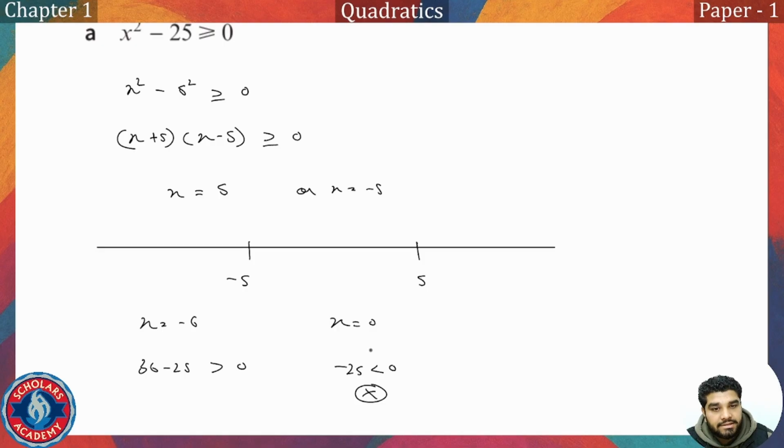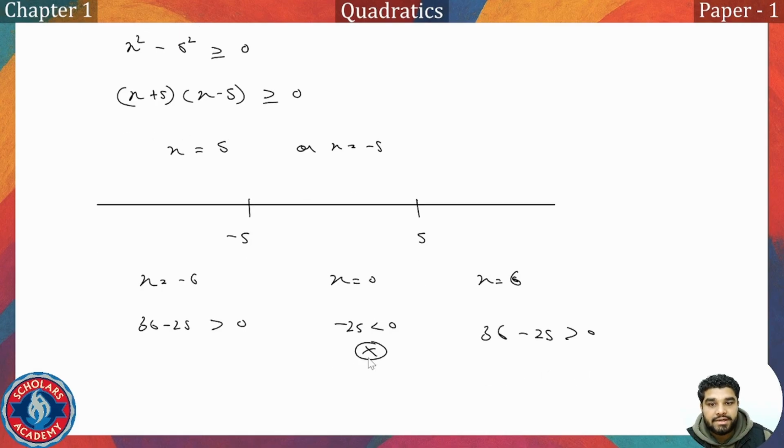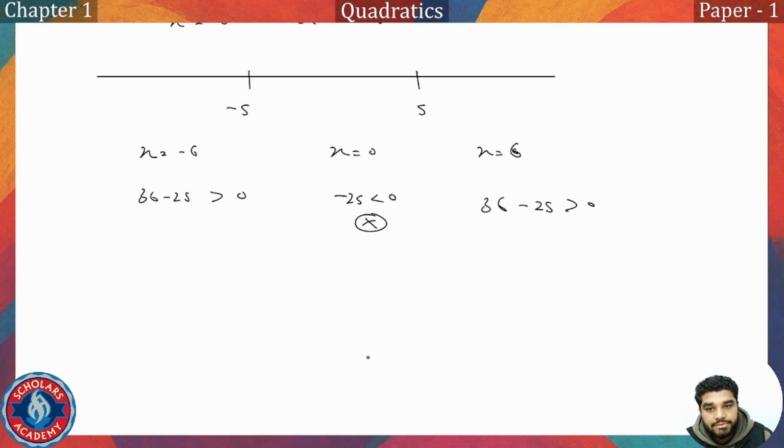And if I take 6 from here, so x is equal to 6, yes, 36 minus 25 is greater than 0. So the intervals that we are taking are when x is less than negative 5 and when x is greater than 5. And since the sign is of equality also, so greater than or equal to, we'll choose when x is less than or equal to negative 5 or when x is greater than or equal to 5. All right, I hope it is clear. Let's move towards next question.